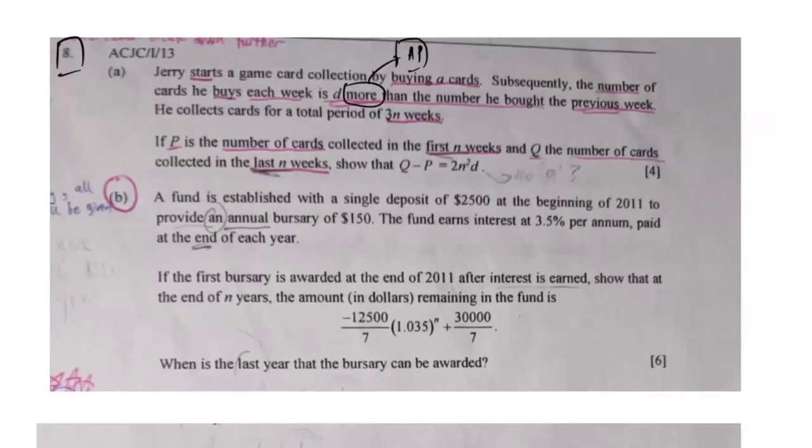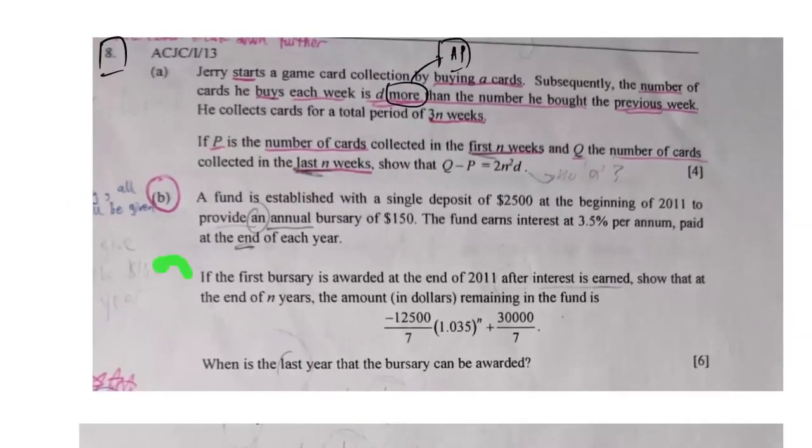Question 8. Jerry starts a game card collection by buying A cards. Subsequently, the number of cards he buys each week is D more, so A plus D, and then the next week is A plus 2D, A plus 3D, A plus 4D, and so on, than he bought the previous week. He collects cards for a total period of 3N weeks. So how many terms are there? In other words, how many weeks are there? 3N weeks.